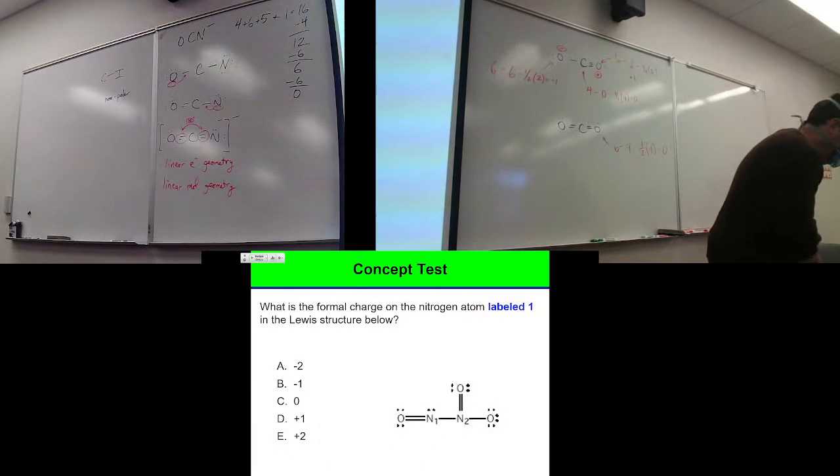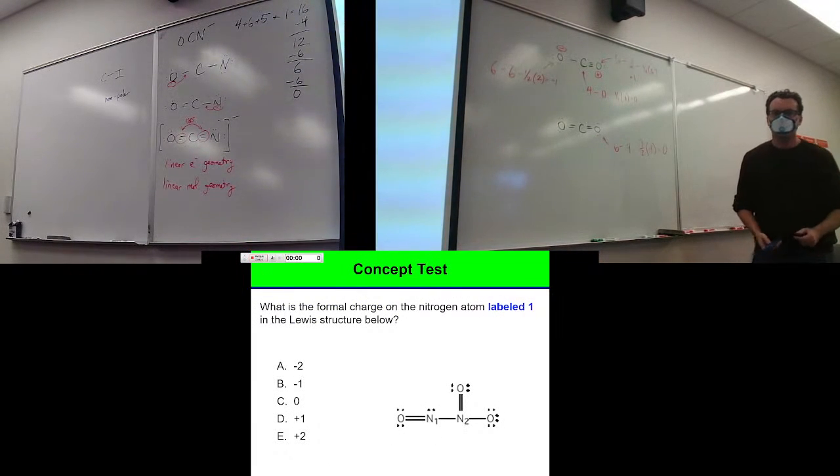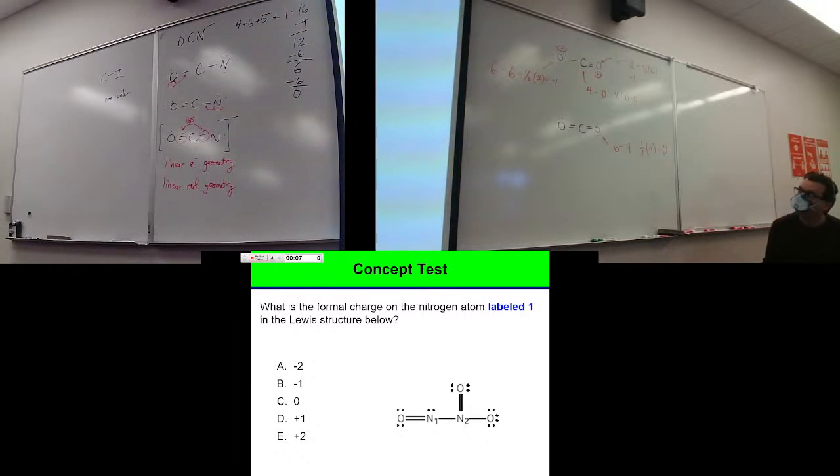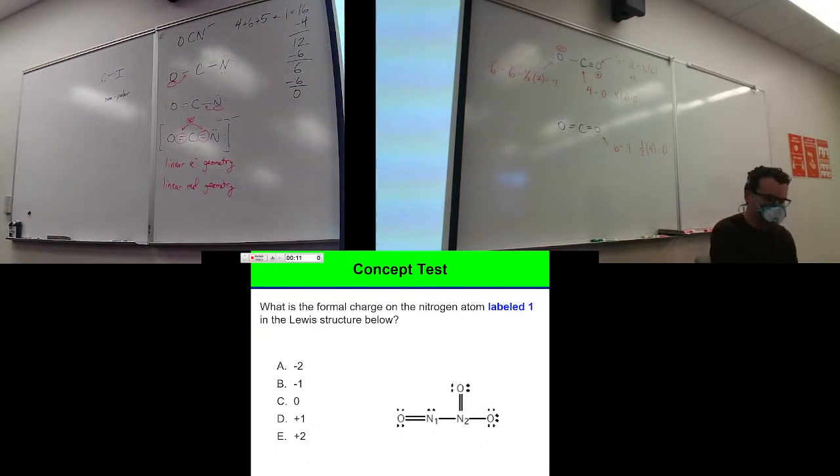So formal charge. What's the formal charge on N1? Valence minus lone pair electrons minus half bonding electrons.